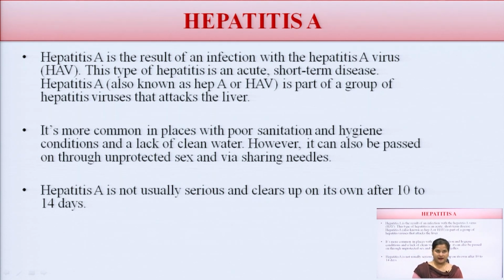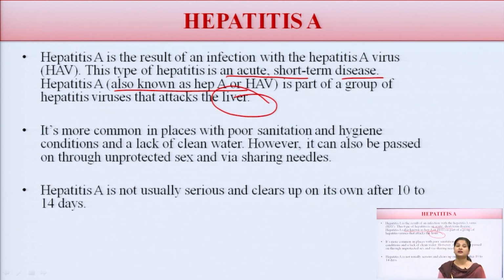So, hepatitis A, this is the first virus. Hepatitis A is the result of infection with the hepatitis A virus, and this hepatitis is acute, a short-term disease, right? Hepatitis A, also known as HAV, is part of the group of hepatitis viruses which attack the liver, right. So this specific type of virus which attacks the liver is known as a hepatitis virus, and the first is hepatitis A.